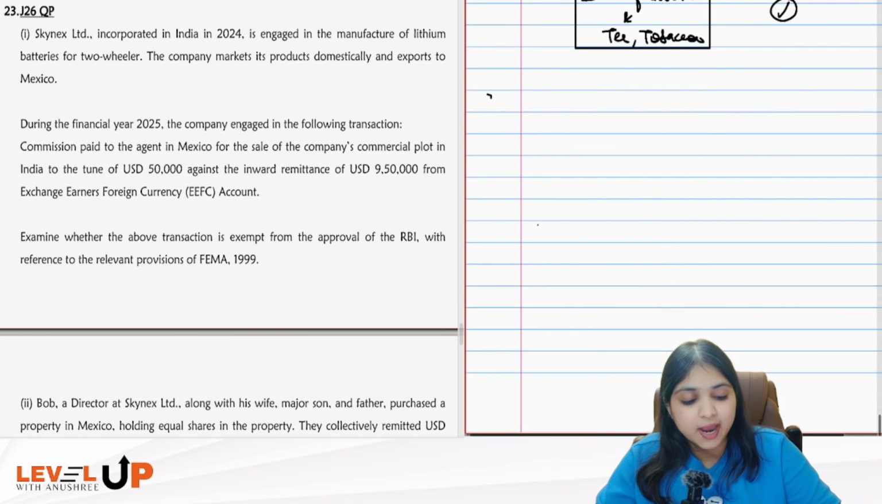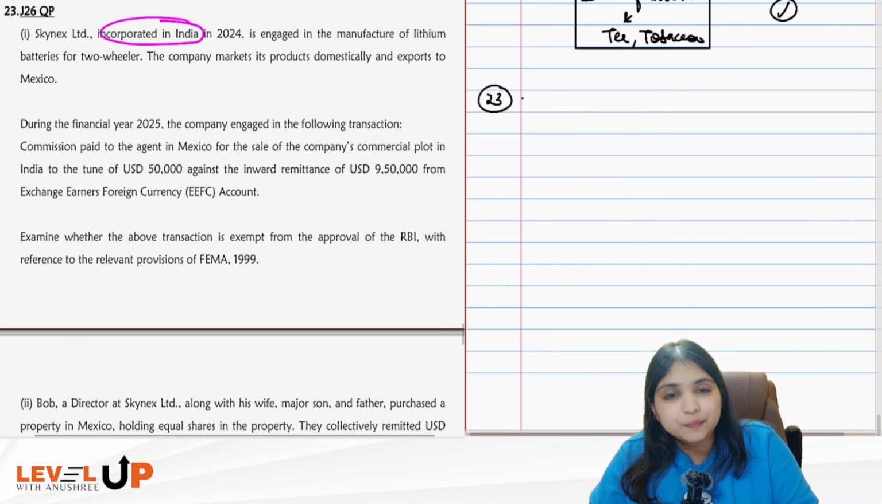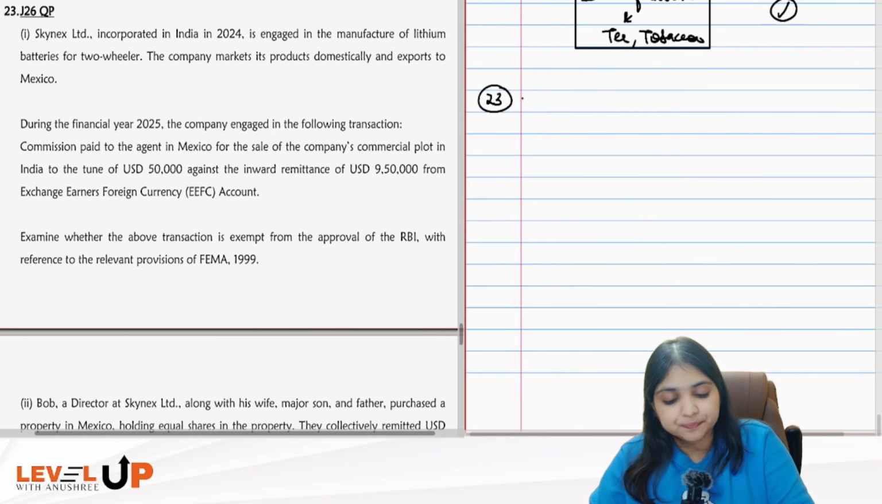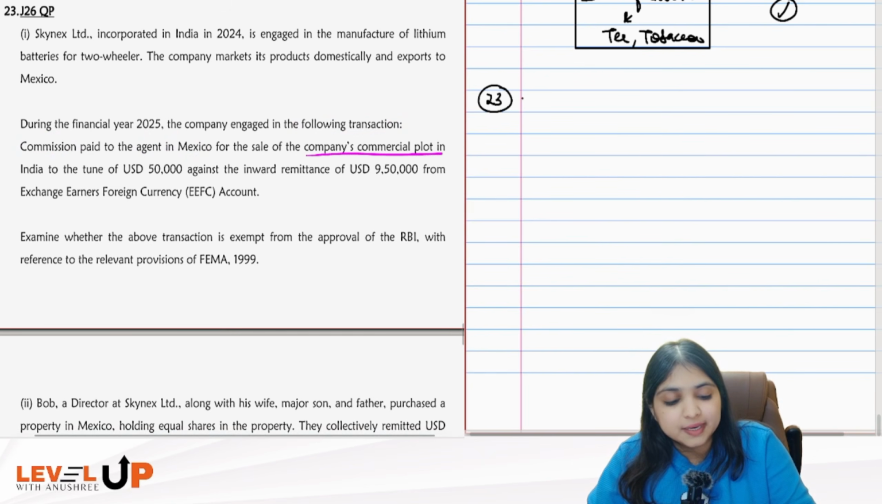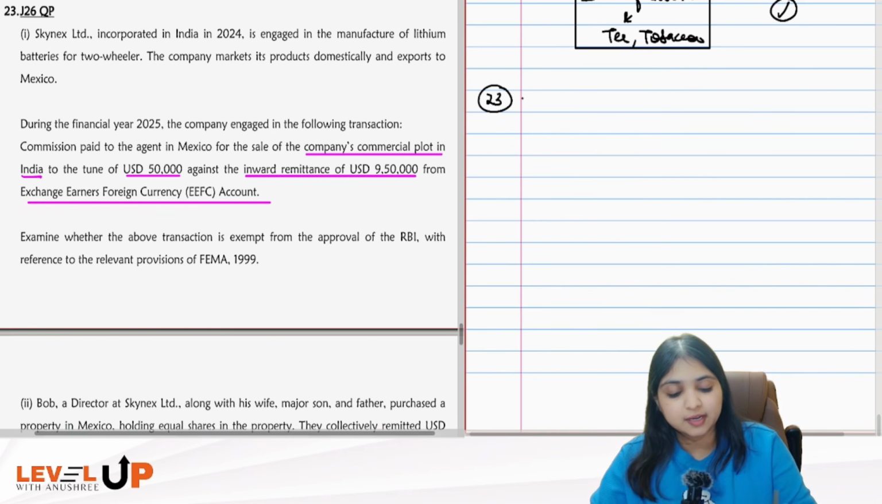This is from your Jan 26 question paper. The question says Skynex Limited, incorporated in India in 2024, is engaged in the manufacture of lithium batteries for two-wheelers. Company markets its products domestically and exports to Mexico. During the financial year 25, the company engaged in the following transaction. Commission paid to an agent in Mexico for the sale of the company's commercial plot in India to the tune of $50,000 against inward remittance of $950,000 from exchange earner's foreign currency account.